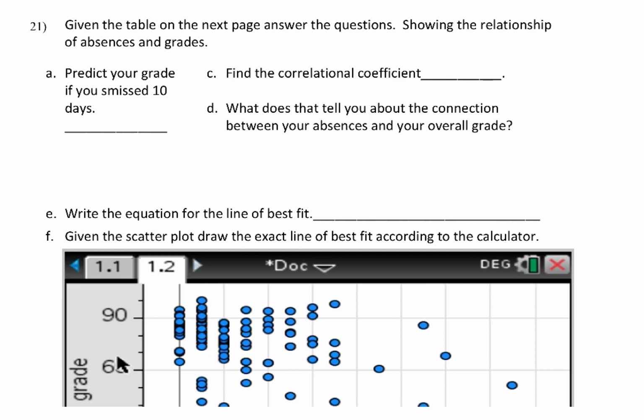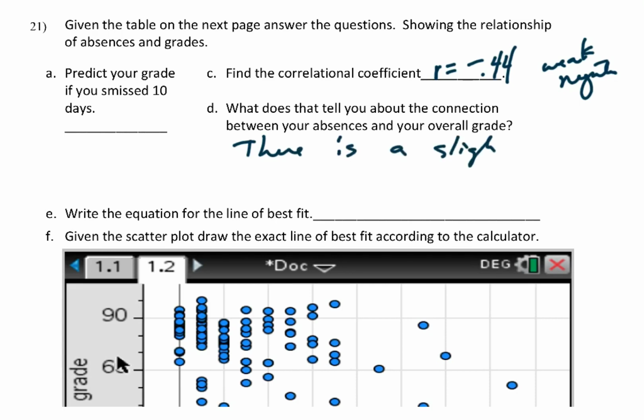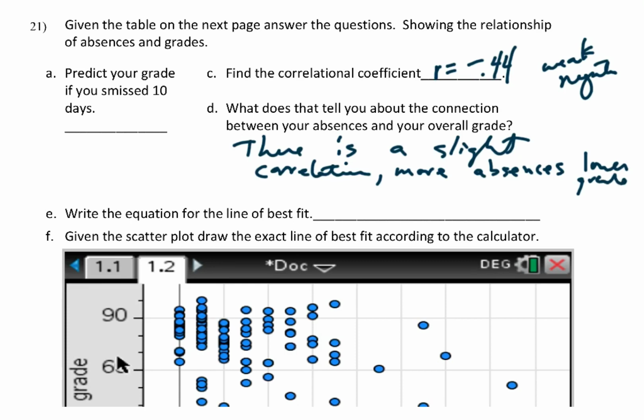Okay, so we're back now from that last one. So the correlational coefficient we found was R equals negative 0.44, so a weak negative. Okay, what does that tell us about the connection? Well, there is a slight correlation. If I'm more absent, generally speaking, more absences, lower grade. Not always true. That's what the weak negative tells us. It's not always true. If it was like negative 0.9, it would basically be that's exactly what would happen.